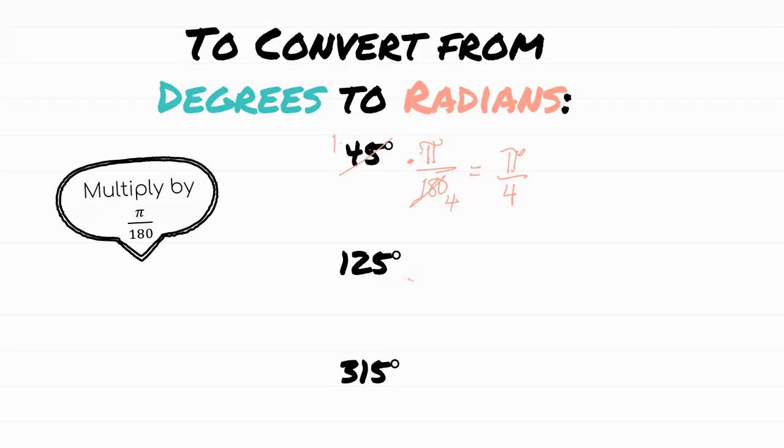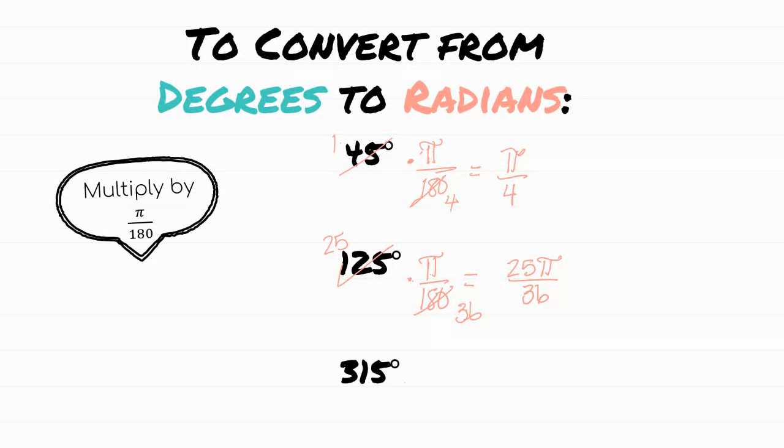The same thing with 125. We're going to multiply by pi over 180. We are going to reduce 125 and 180. And let's start by dividing them both by 5. And 25 and 36 have nothing else in common. So this is going to be 25 pi over 36, and that is in radians.